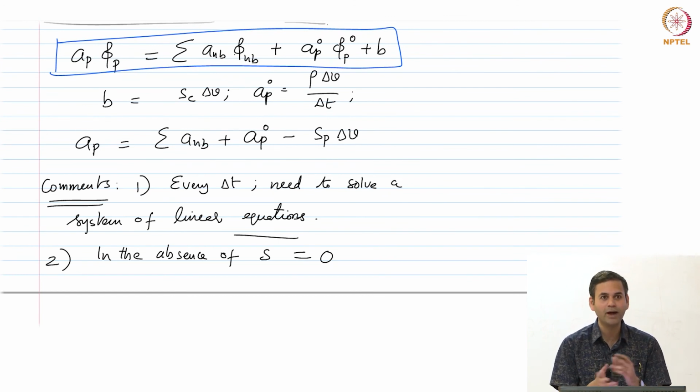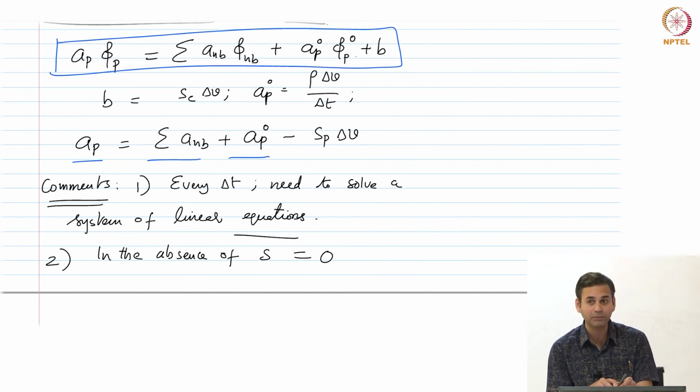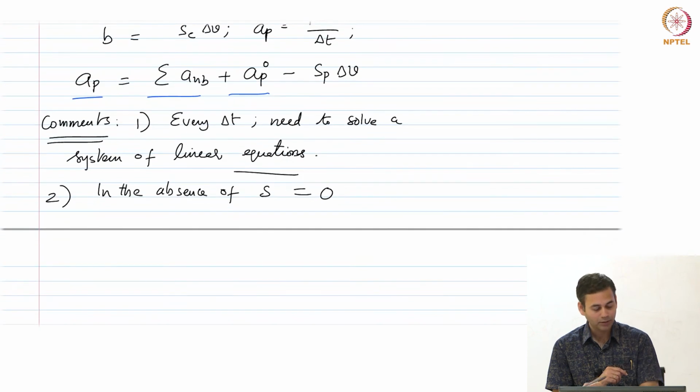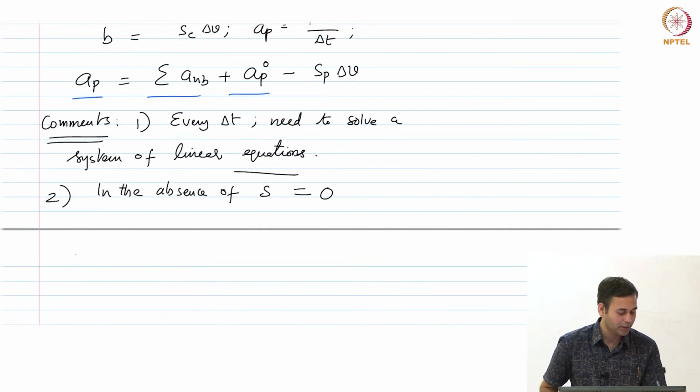That means we are now back to this original concept of boundedness, because AP is now equal to sigma A nb plus AP0, and AP phi p equals sigma A nb phi nb plus AP0 phi p0. We are back to this boundedness, the property, right. So we have a boundedness property, we are back to that.